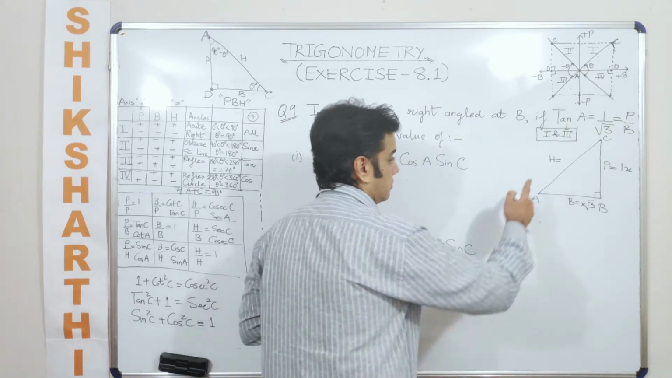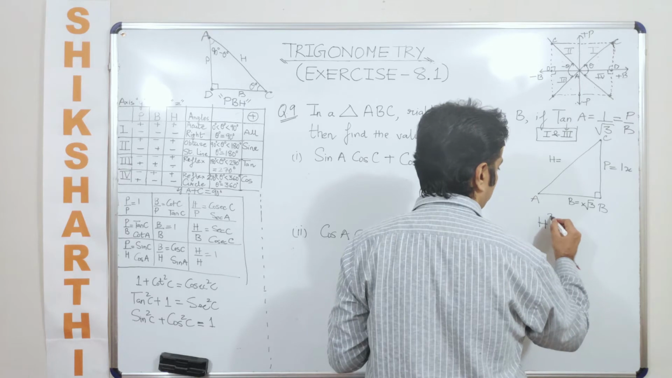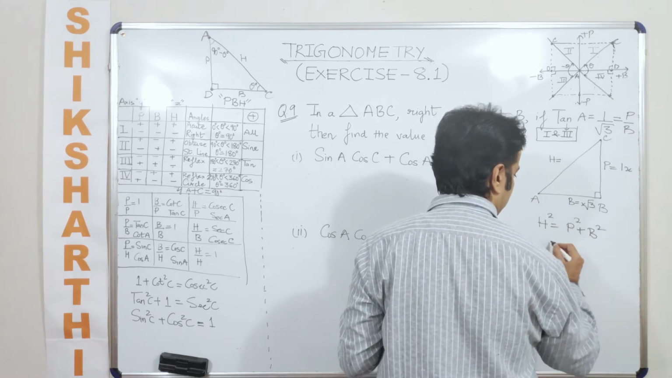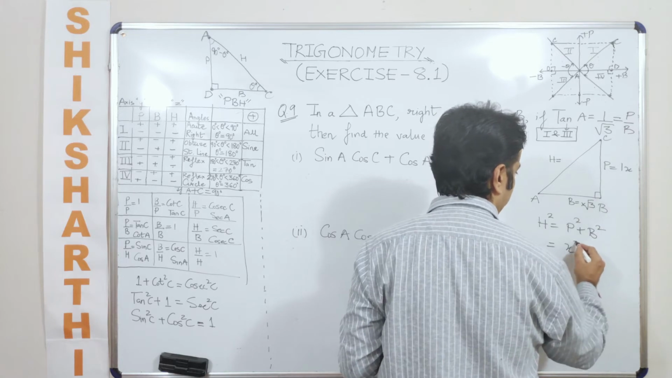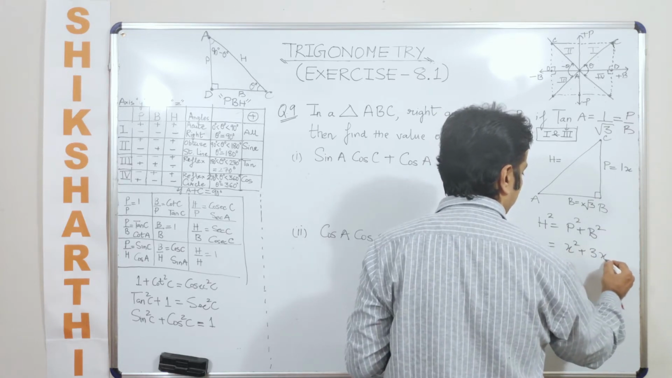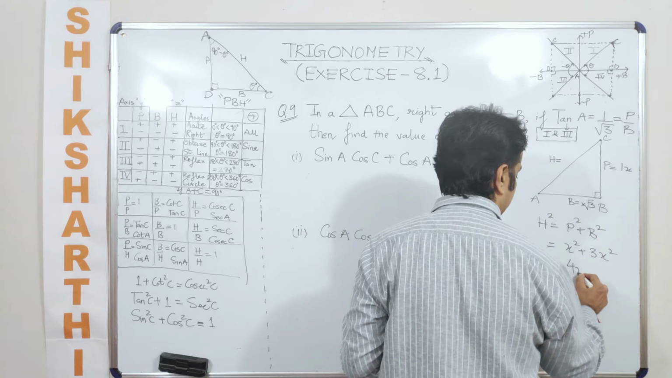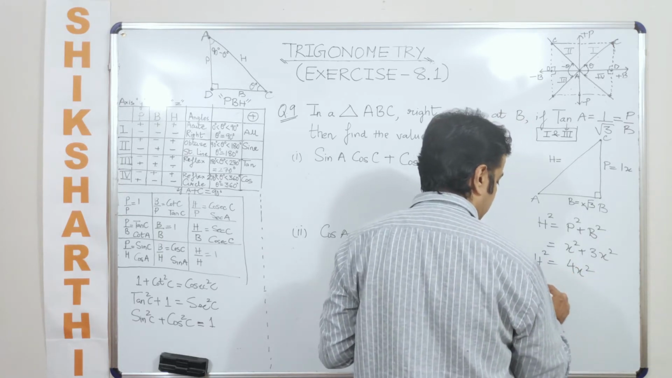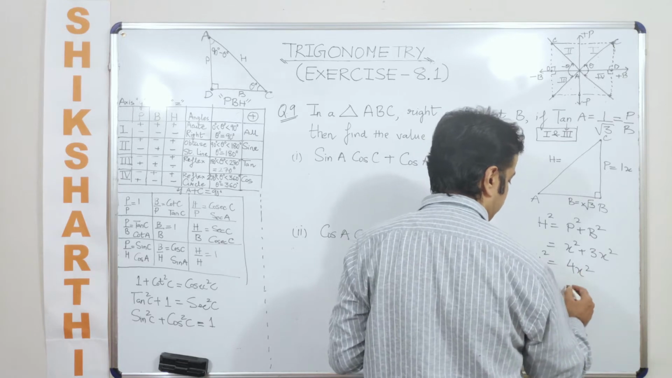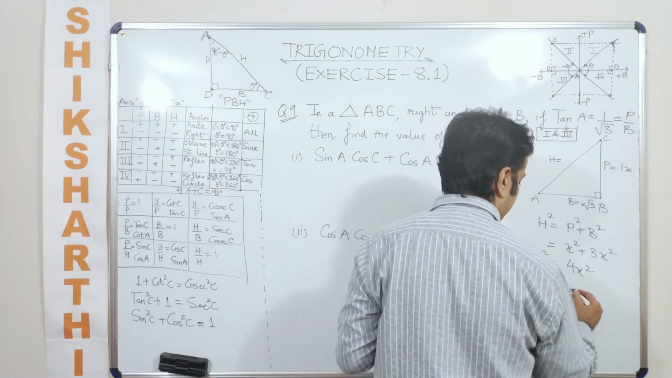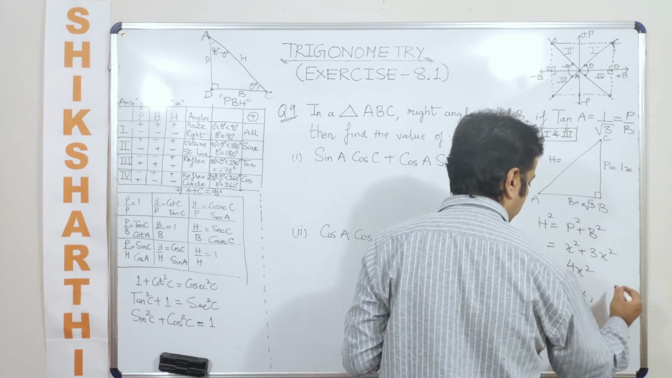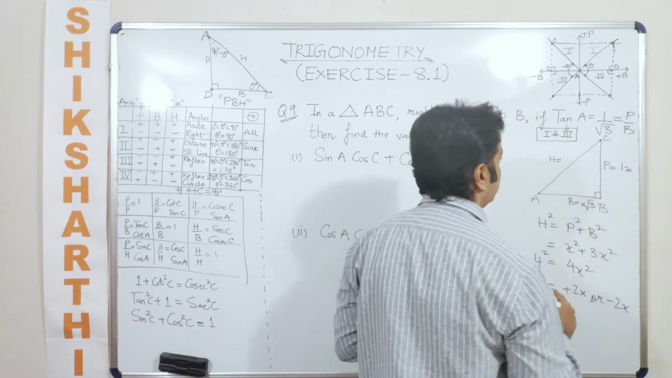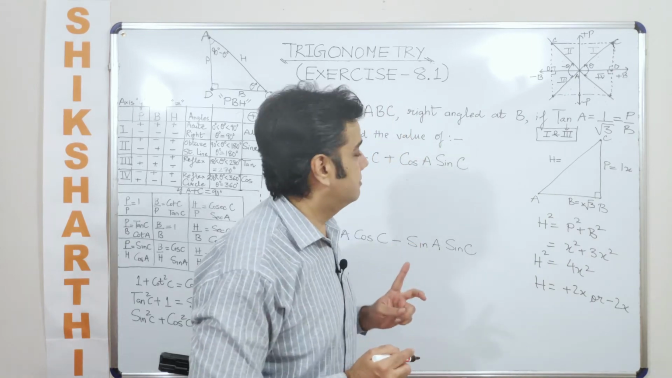Okay, so now the square of the hypotenuse is basically what? The square of the perpendicular plus the square of the base, which means this becomes x square plus 3x square, which is just like saying 4x square. So the value of the hypotenuse square is 4x square. So the value of the hypotenuse here becomes either plus 2x or minus 2x.